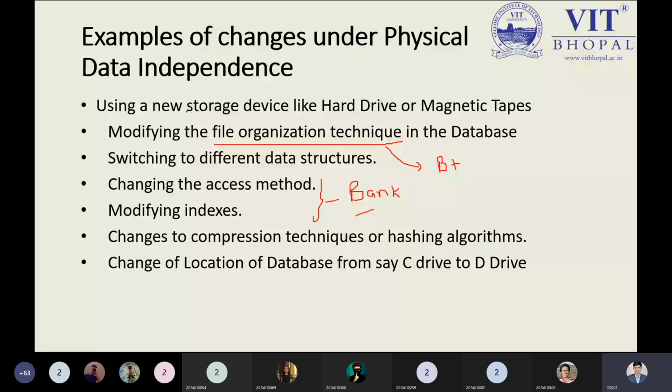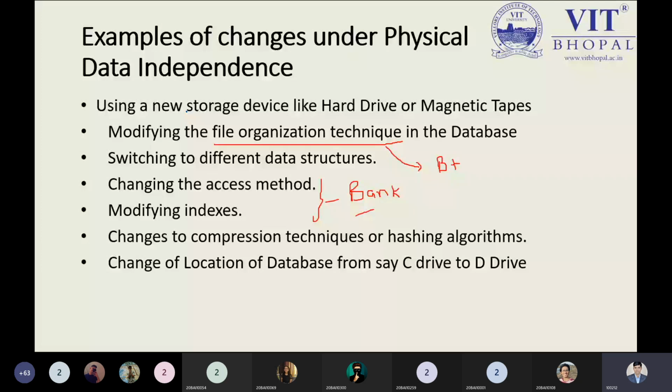Indexes we will study in the practical, no issue will be there. So if I'm changing something, my actual data which is stored by my table or database will not be affected, and that is an example. Another example we have here: the compression technique to hashing algorithm, or changing the location of our stored databases from the C drive to D drive. Our database will not be lost. If it is, then it means we are not following data independence properly. That is a point.